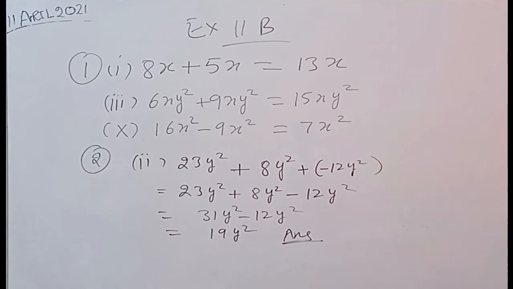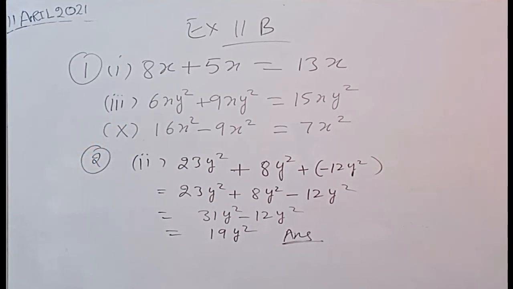Similarly, the third part I am going to take, 6xy square plus 9xy square, that is 15xy square. 9 plus 6 is 15, and xy square we write as it is. So in that manner you will do question number 1, third part. The 10th part I am going to take, in which we have to subtract 9x square from 16x square. 16 minus 9 will give 7. So we get the answer 7x square.